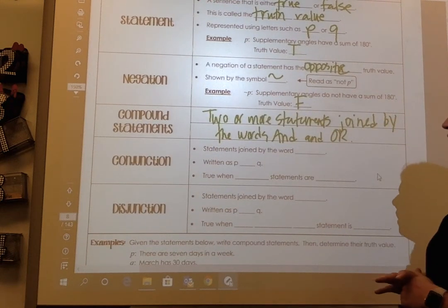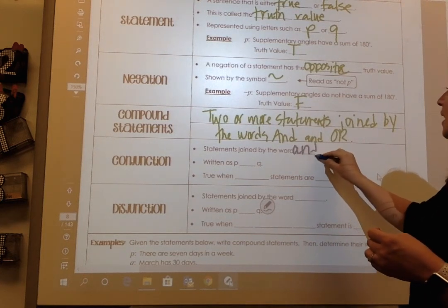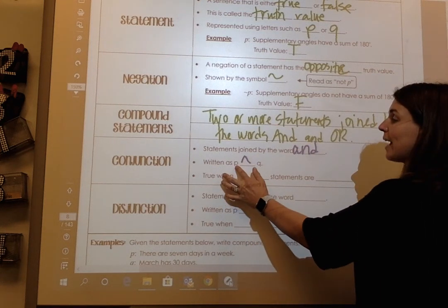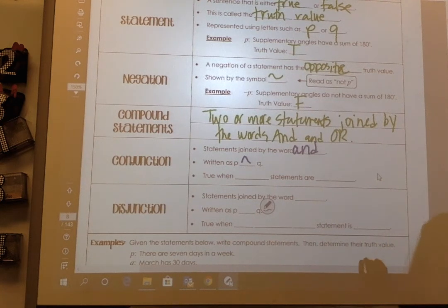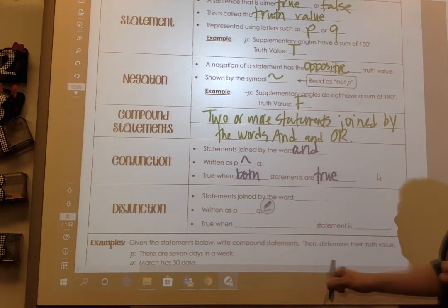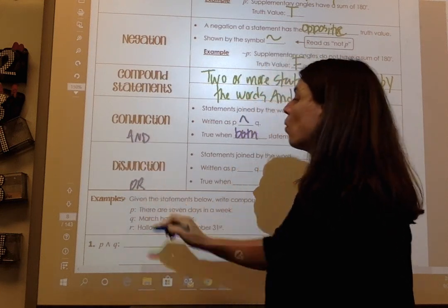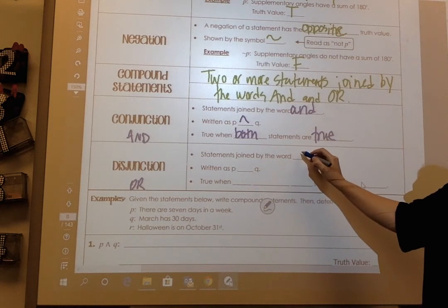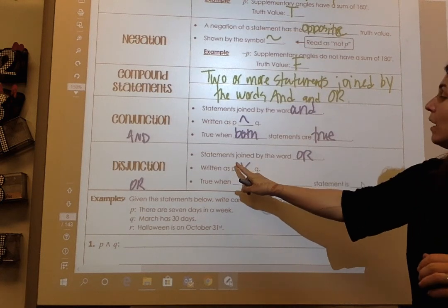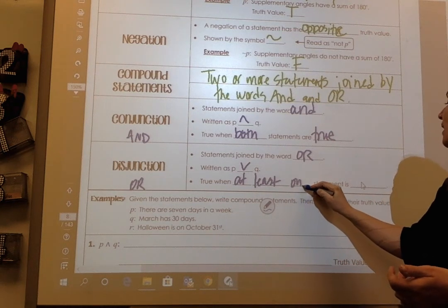So a conjunction is statements joined by the word and. And it is written with this little caret top. It means both P and Q. So I would read that P and Q. And it's true when both statements are true. A disjunction, so a conjunction is an and statement. A disjunction is or. A disjunction statement is joined by the word or. And it is written as an upside down caret top. P or Q. And it's true when at least one statement is true.